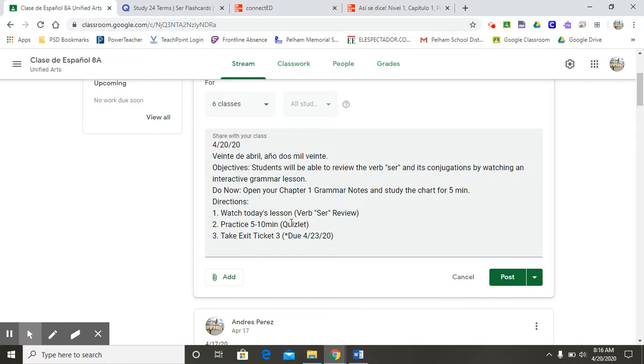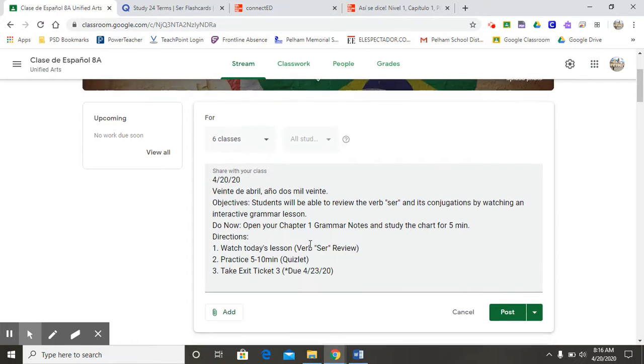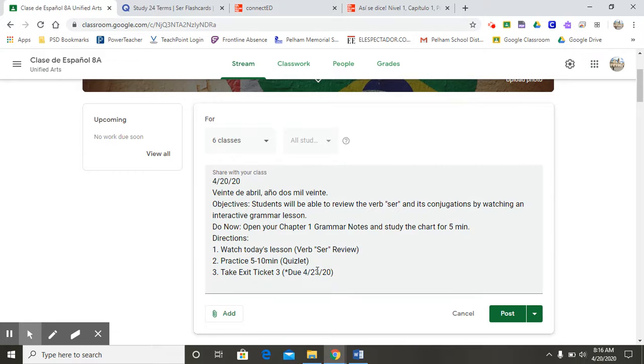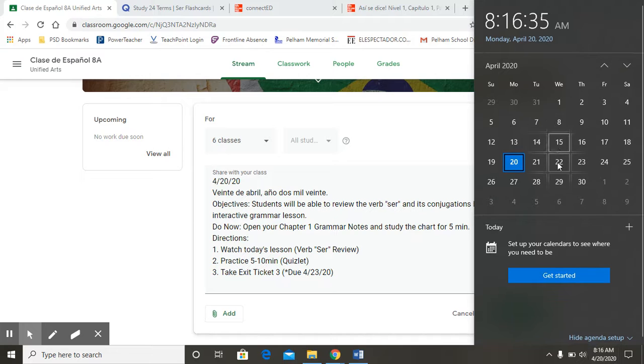After you practice, and I hope you're trusting me with the order of these things, after you practice for about 5 to 10 minutes, then I want you to take exit ticket number 3. I'm going to assign it today. You should see it here in the corner. It's technically due on Wednesday by midnight. I know it says due 4/23/20, but don't wait until Thursday, all right? You have 3 days, today, tomorrow, all of Wednesday to do it. It's going to be due Wednesday at midnight, but I put the 23rd there.